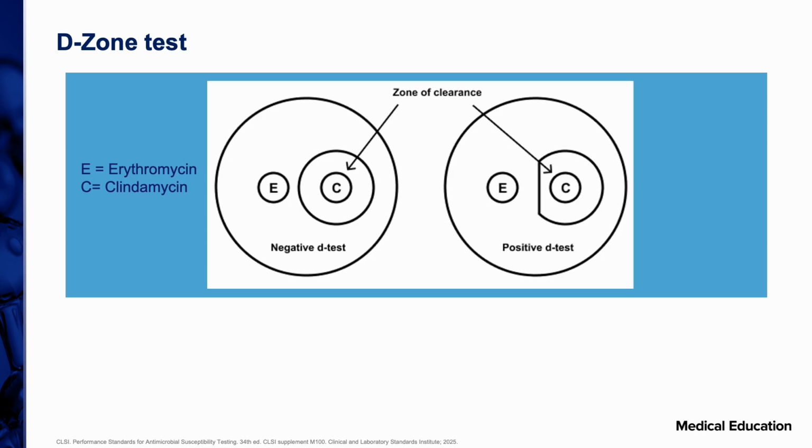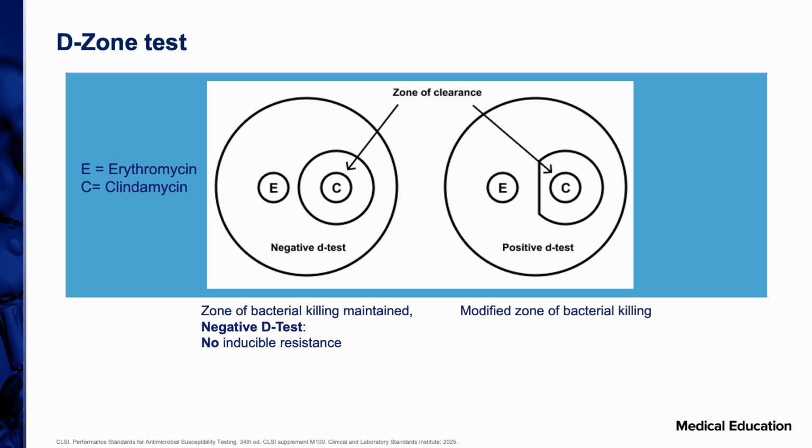So you see this line where those organisms have marched forward into the circle and have started towards the clindamycin. At that point, you know that you have a positive, and the reason it's called a D test is because it looks like a D. And at that point, you know, okay, clindamycin is not useful in this case because even though it looks sensitive, it is in fact not sensitive, and it will be induced to be turned on and will not work clinically.